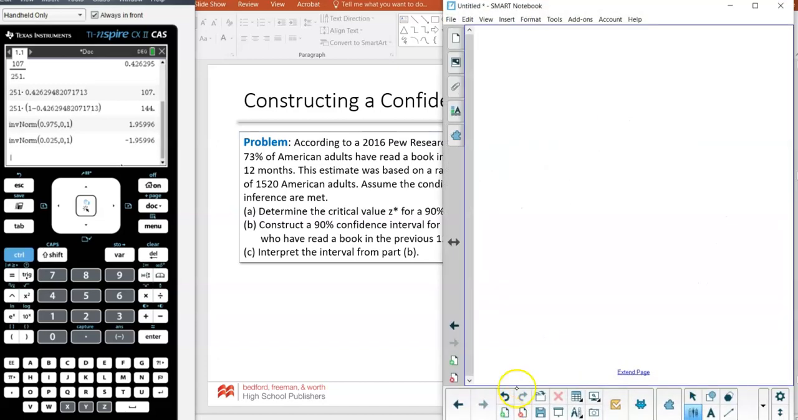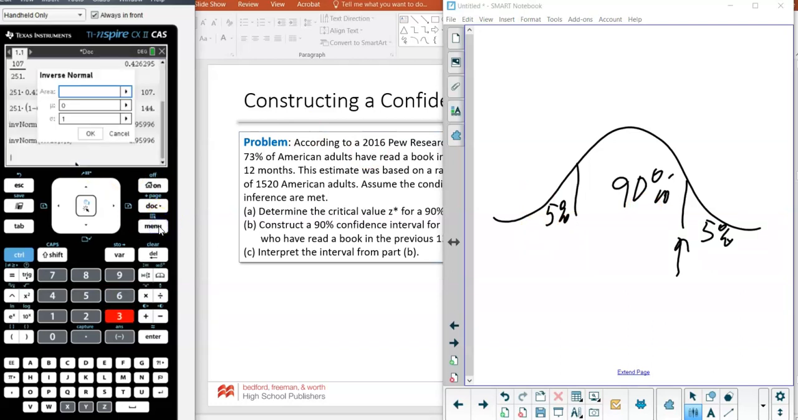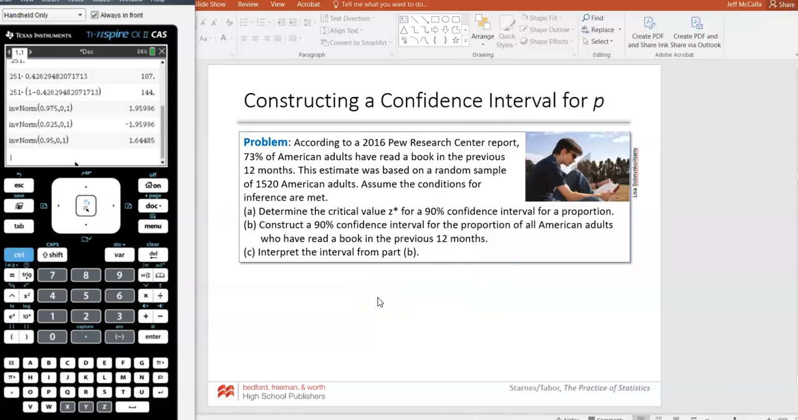So I'll get out a sheet of paper. I'll draw 90% right here. If there's 90% in the middle, then on the sides, there's going to be 5% and 5%. It splits up. It has to add up to 100%. So if you want that right there, how much is to the left of that? Go to your inverse norm command, menu 653. 0.95 is to the left of the z critical value, and so the answer should be z critical value is equal to 1.64, looks like. And that's actually a very popular one as well, so we can do that.